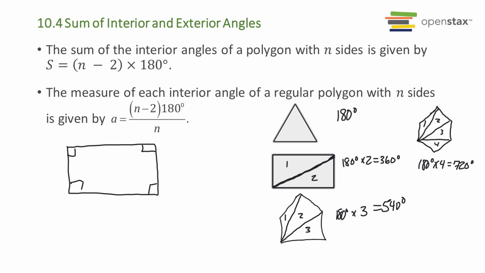And so what we see here is this pattern: the number of sides is 3, and this would be 1 times 180. And we have that number of sides minus 2, times 180 degrees, and that's going to equal the total angles.